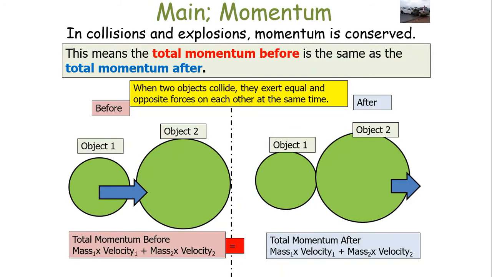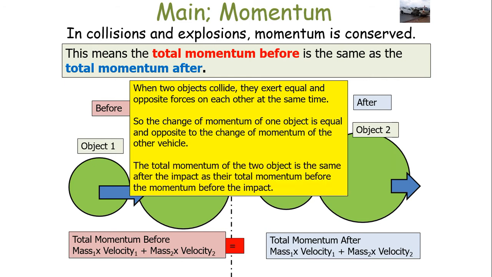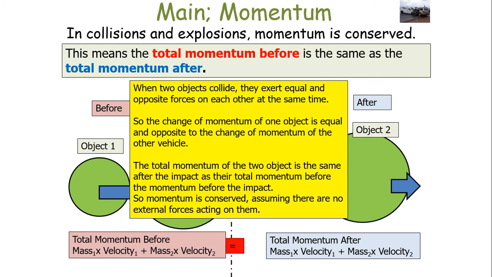So let's just clarify everything again. When two objects collide, they exert equal but opposite forces on each other at the same time. So the change of momentum of one object is equal and opposite to the change in momentum of the other object or vehicle. Because remember, it's the resultant force that causes the change in momentum. So the total momentum of the two objects is the same after the impact as it was before, but they've caused each other to change their momentums because they've exerted a resultant or impact force on each other. So the momentum is conserved, assuming there's no other external forces acting on the objects.